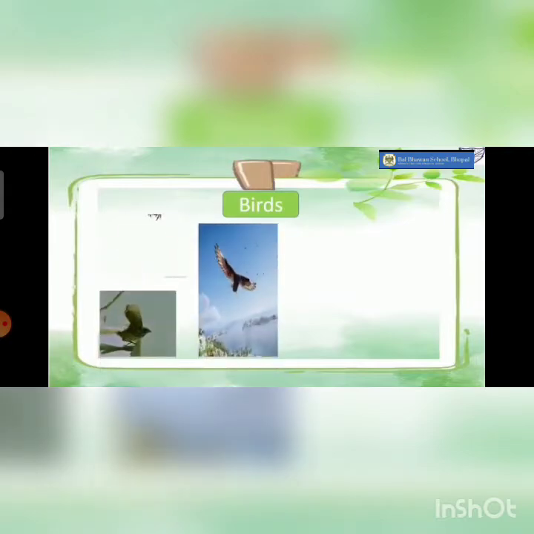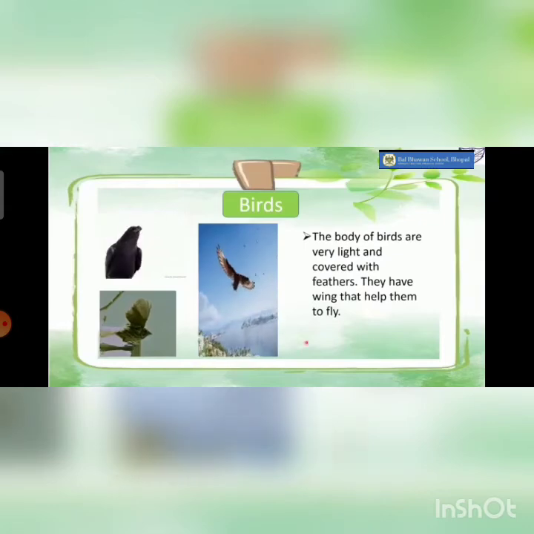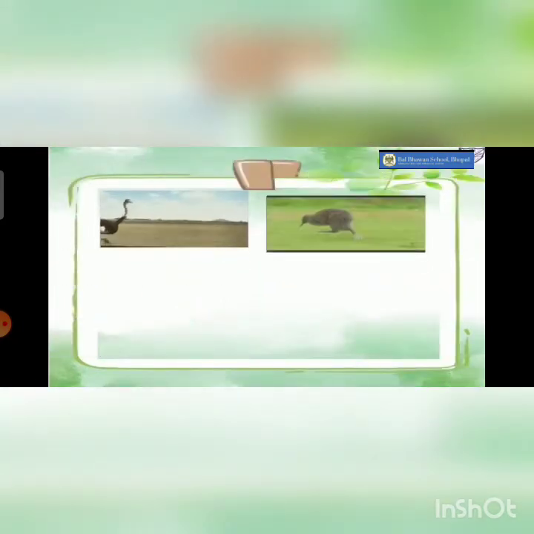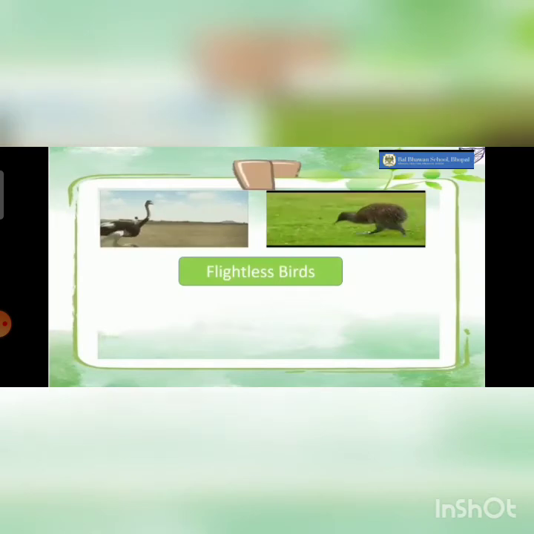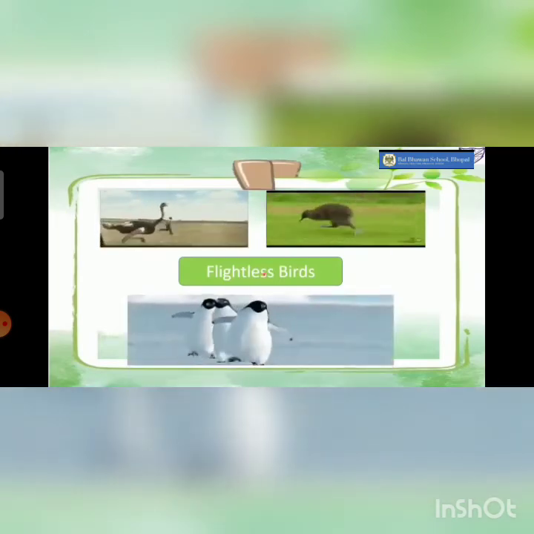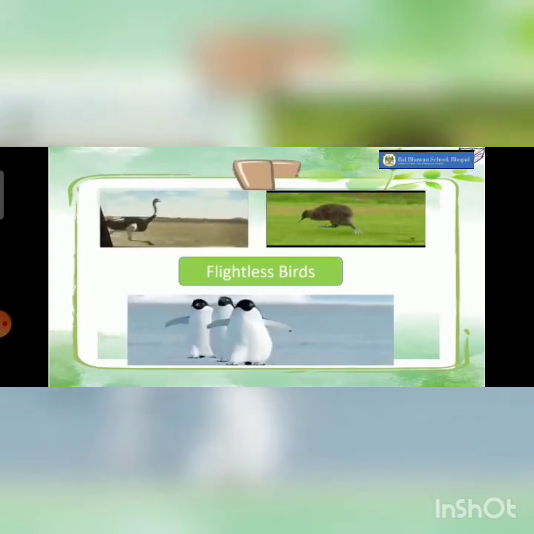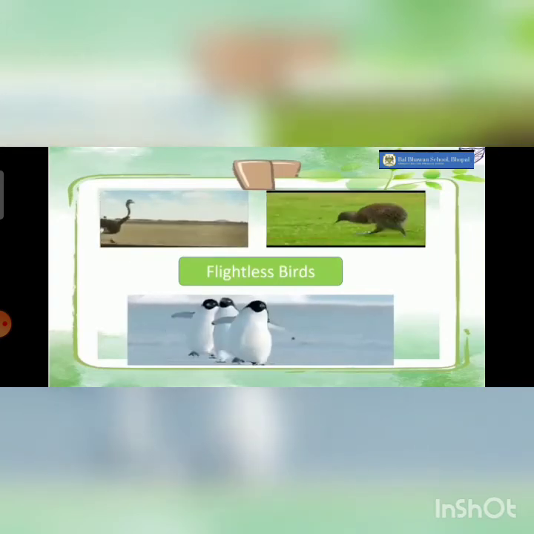Coming to the next category of vertebrates, that is birds. Birds have a very light body. They are covered with feathers. They have wings that help them to fly. Birds such as ostrich, kiwi, and penguin cannot fly, and they have a heavy body, so that's why they are known as flightless birds. Some birds cannot fly, like flightless birds.